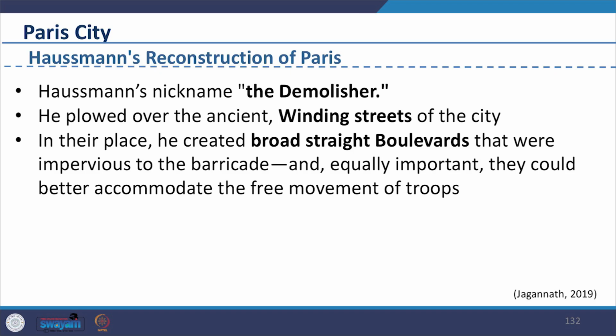Looking at Haussmann's reconstruction of Paris, for his role in changing the Paris cityscape, Haussmann would acquire the nickname the Demolisher. He plowed over the ancient winding streets of the city, the same narrow streets that had proved so useful to revolutionaries. In their place, he created broad, straight boulevards that were impervious to the barricade, and equally important, they could better accommodate free movement of troops.